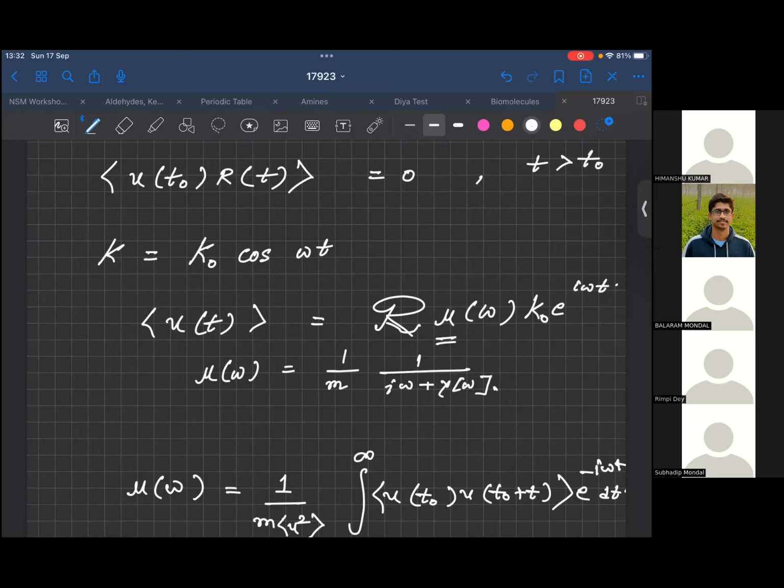That's the doubt. In the previous expression, the mu omega expression, you have written mu omega equal to 1 upon m times 1 divided by I omega plus gamma as a function of omega, right? But this is true only when gamma is non-Markovian, right? Gamma is time dependent, history dependent gamma. If gamma is constant, like for a Markovian process, then it is just a constant, right?